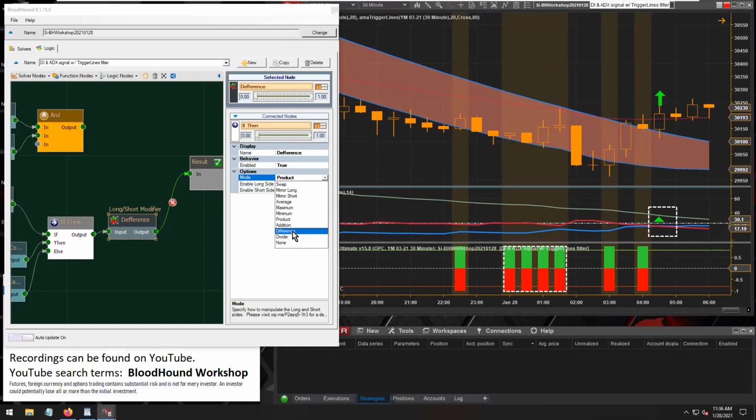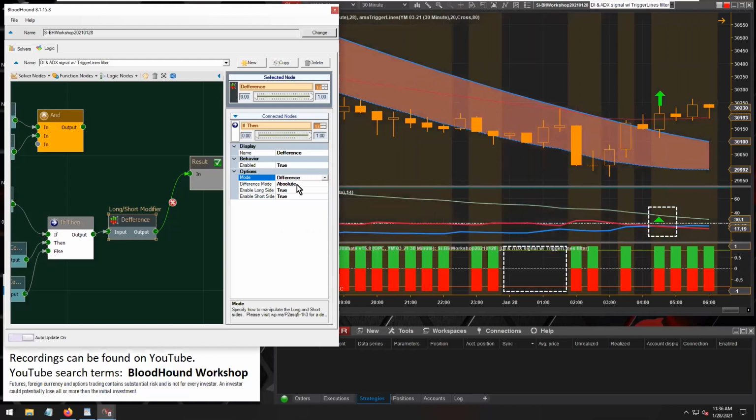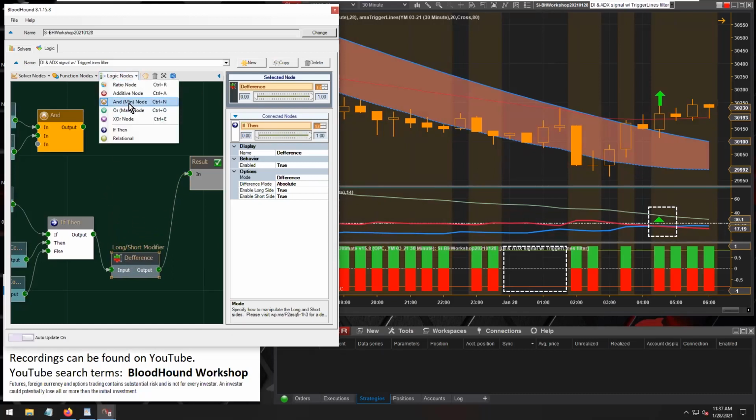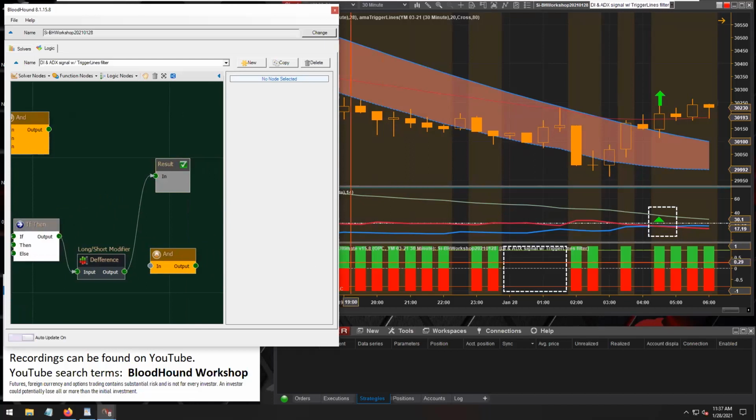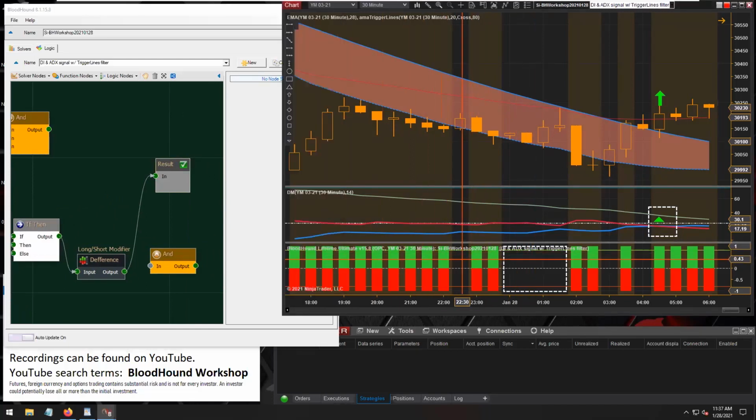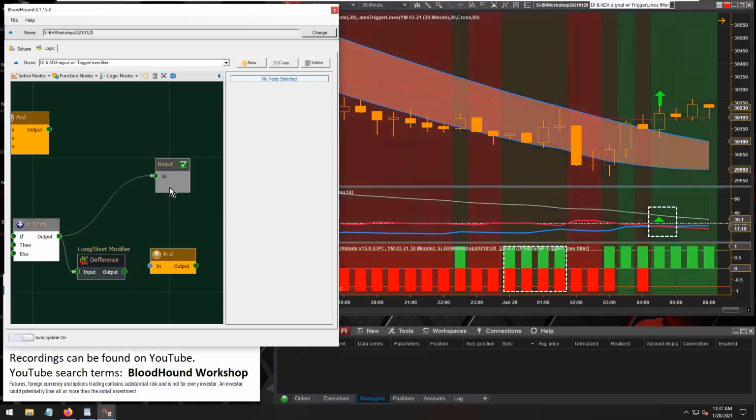Let's see here. Yeah, we're going to have to go back to difference. And then also, so what we need to do is, you'll notice that with the difference, we've now removed the areas here.